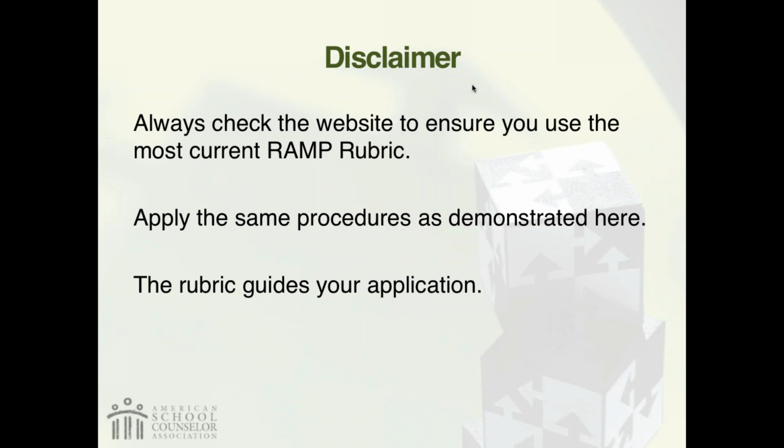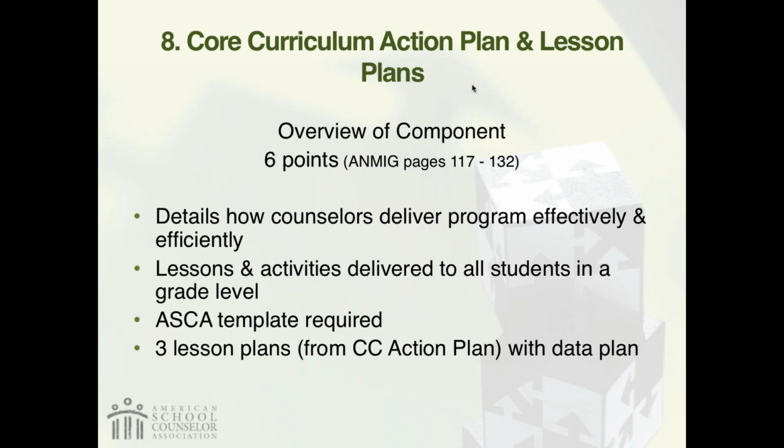We have taken the rubric and we tend to break it into bulleted points to make it very clear and specific about what you need to do, and you could follow that procedure on your own. Remember, the rubric is to help scorers award those 6 points, and it should guide your application and how you submit. So core curriculum and action plans, lots of extra good examples in the ASCA National Model Implementation Guide on pages 117 to 132.